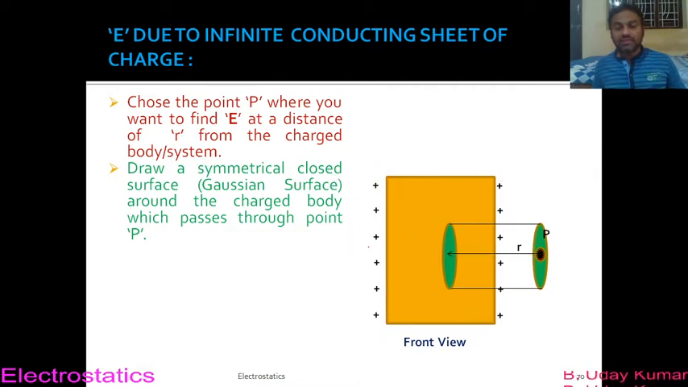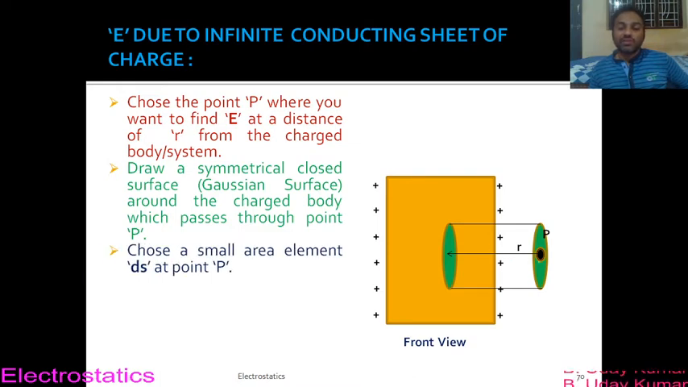Let me erase this one. So this is the Gaussian cylinder that I have constructed here in such a way that it passes through point P and is also symmetrical. Fine. And what will be our next point? Now you have to choose a small area element at point P, and that area element you can take as ds. So this is the point P where I am finding the electric field intensity.